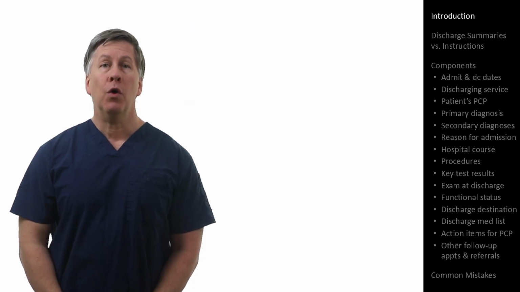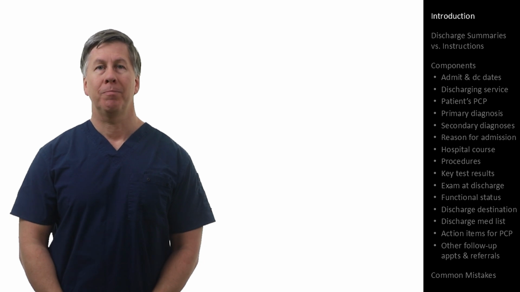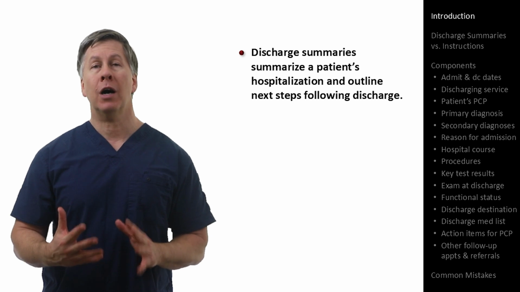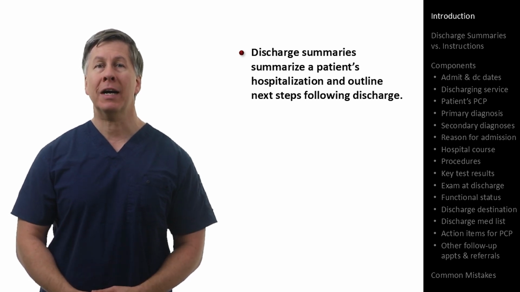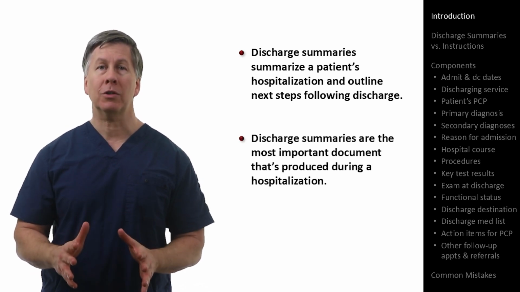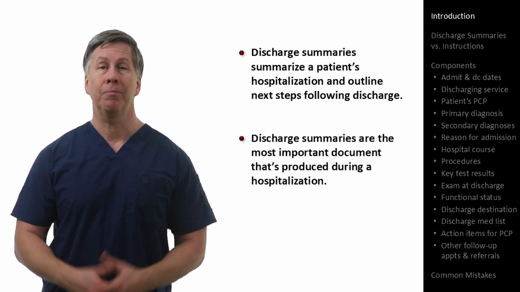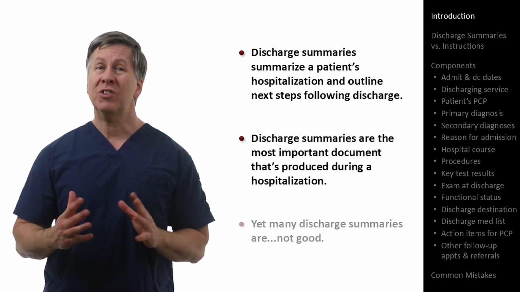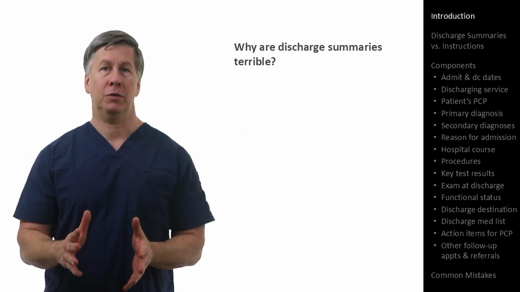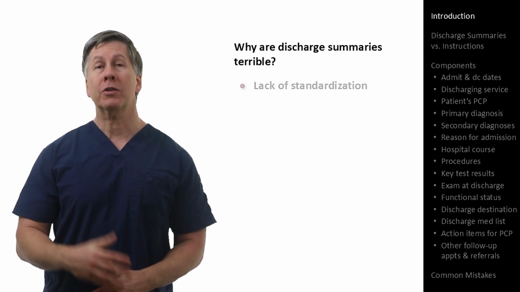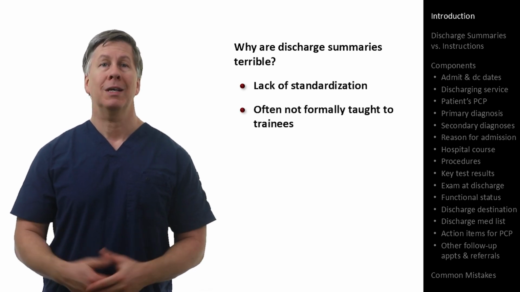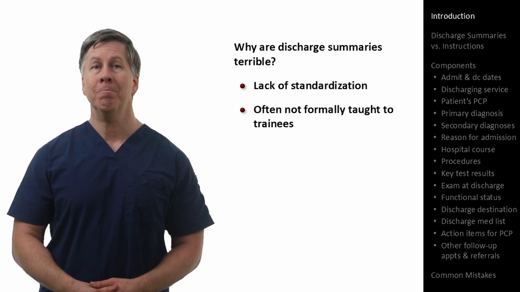With that out of the way, what exactly is a discharge summary? It's a document in the electronic medical record that summarizes a patient's hospitalization and outlines the next steps following discharge. It is the most important document that's produced during a hospitalization, but ironically, most discharge summaries are not very good. Now, there are a lot of reasons for this. First, as mentioned, they aren't standardized. Second, they are often not formally taught to trainees in the way that H&Ps and progress notes are.